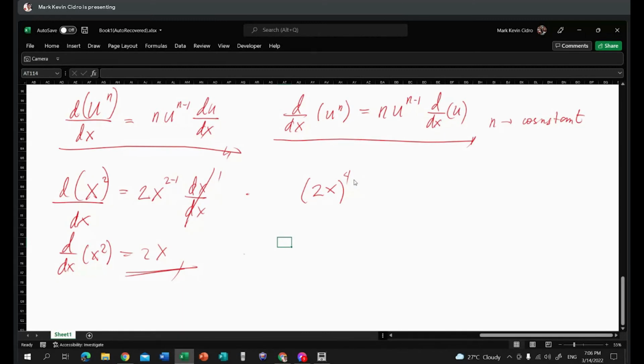Okay. So you have here 2x raised to 4. If you want to get the derivative of this one, this 4 will be multiplied by 2x raised to n minus 1. Your n is 4, multiplied by your u, which is 2x, raised to n minus 1. Your n is 4, subtract 1, then that is 3. Then multiply by the derivative of u. Ano ba yung u? 2x. So this is equal to 4 times 2x cubed times the derivative of 2x. Later ko simplify.